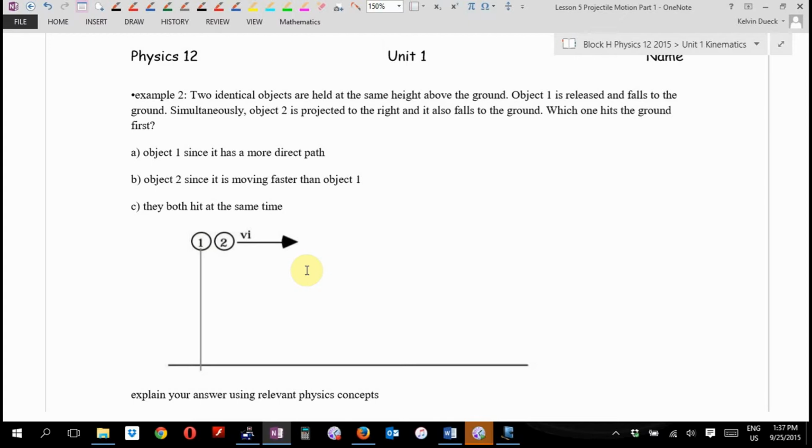Which one do you think hits the ground first? A, object 1, because it has a more direct path. B, object 2, because it's moving faster than object 1. C, they both hit at the same time. Once again, we're going to vote. Once again, how high you hold your hand up is how sure you are of the answer. Who says A?